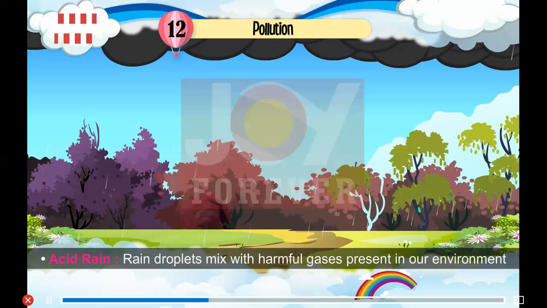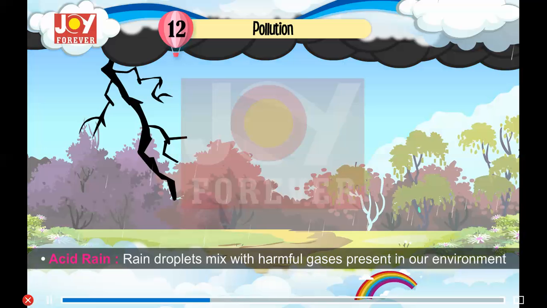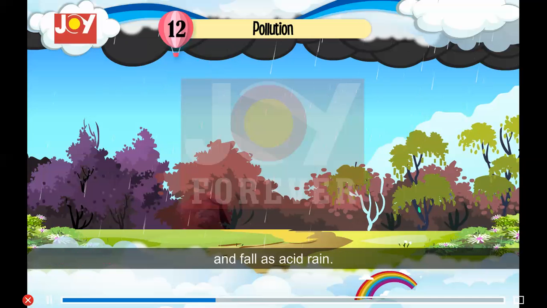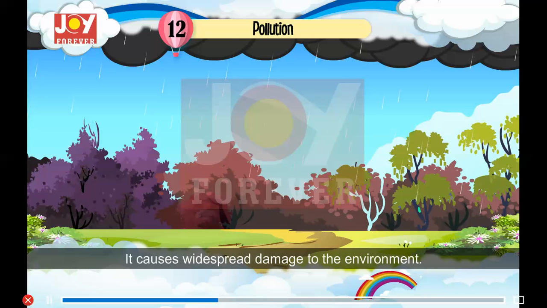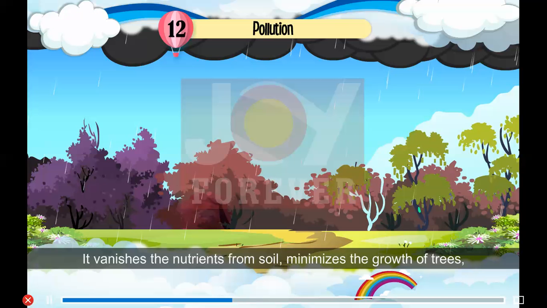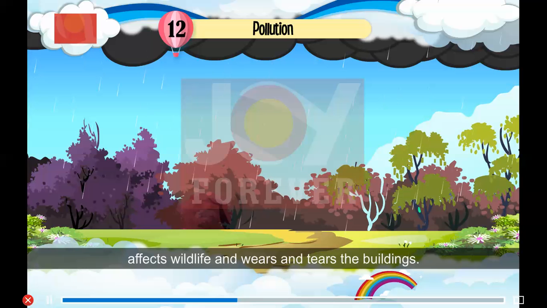Acid rain. Rain droplets mix with harmful gases present in our environment and fall as acid rain. It causes widespread damage to the environment. The production of sulfur dioxide and nitrogen oxide is the cause of formation of acid rain. It vanishes the nutrients from soil, minimizes the growth of trees, affects wildlife, and wears and tears the buildings.